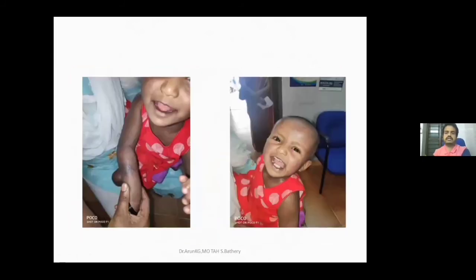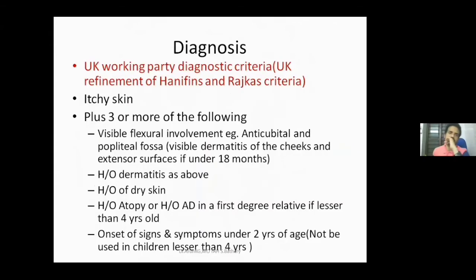In that child, we got complete relief. Here diagnosis is by the UK Working Party diagnostic criteria. Then Hanifin's statistical criteria is there, that is not required. In the UK Working Party diagnostic criteria, itchy skin plus three of the main features like visible flexural involvement, dry skin, atopy history, then in children of age more than 4, onset of signs and symptoms under 2 years of age.